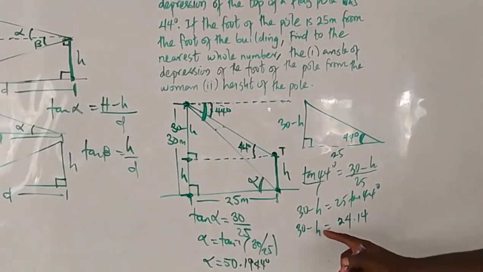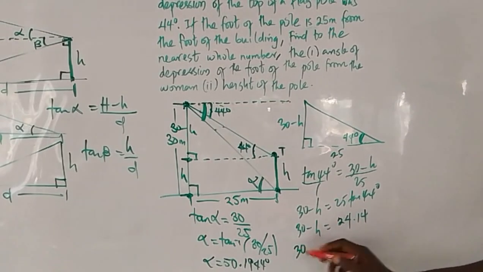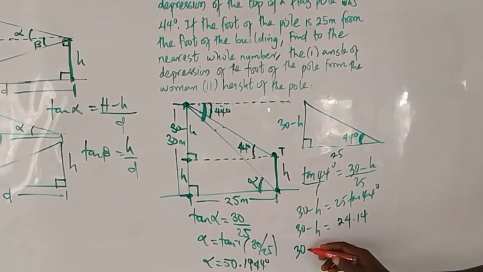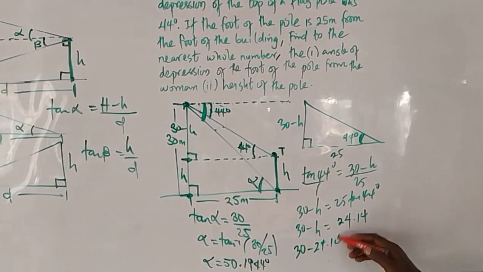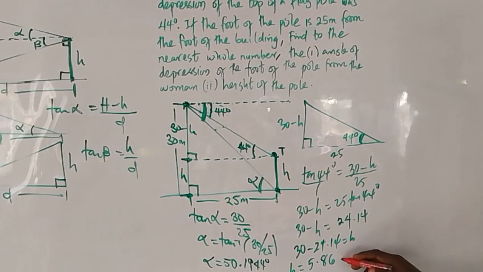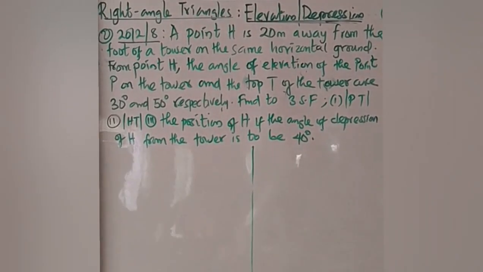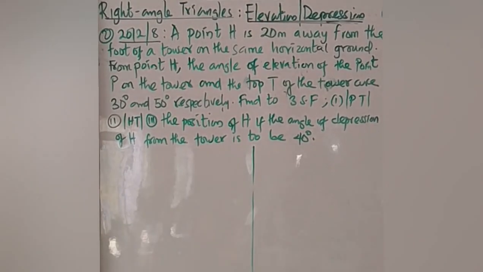24.14. From here to get h, let's move this h to this side. So 30, this positive number, when it comes here, becomes minus. Equals h. From here, what's h? 5.86. And the nearest whole number is 6 meters. And that is the end. This WAEC question is from 2012, number 8, theory.